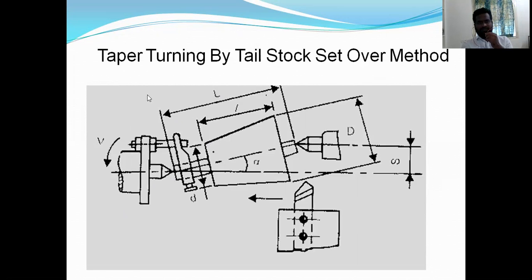The workpiece is rotating in this direction and we are giving our feed parallel to the workpiece axis. Understood? We are giving feed to the cutting tool parallel to the workpiece axis only. We are not giving any inclination angle to this cutting tool. Just we are offsetting the tailstock. That value, this S value, is important. This can be calculated by doing this.